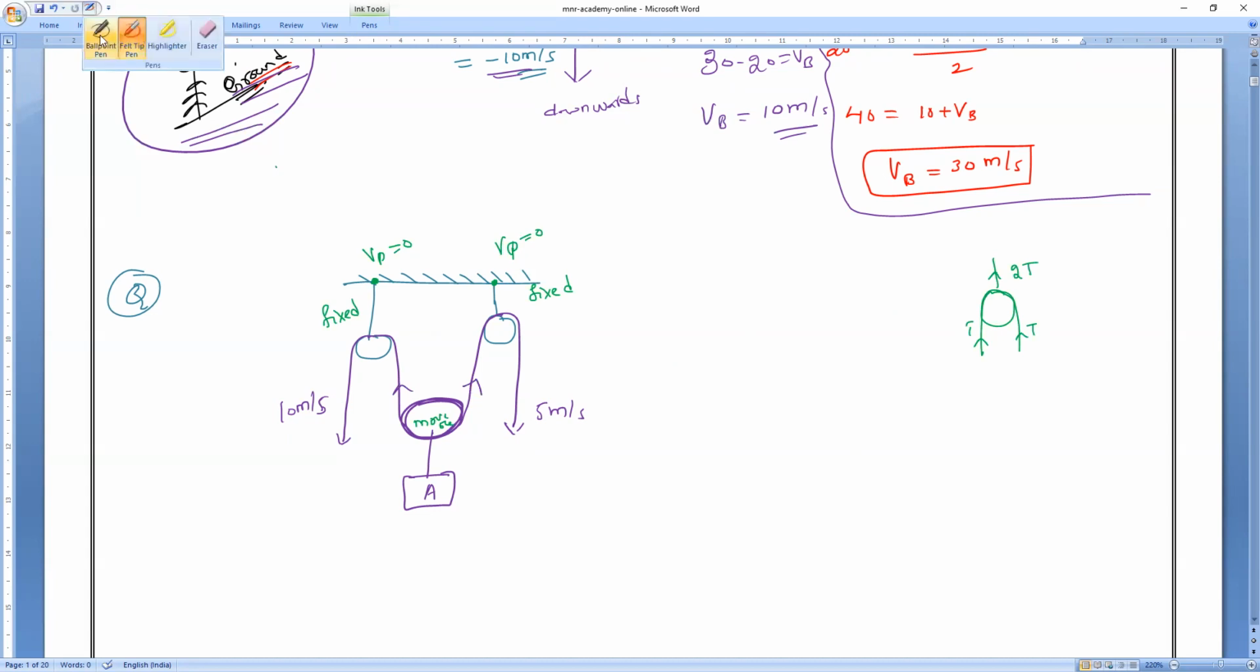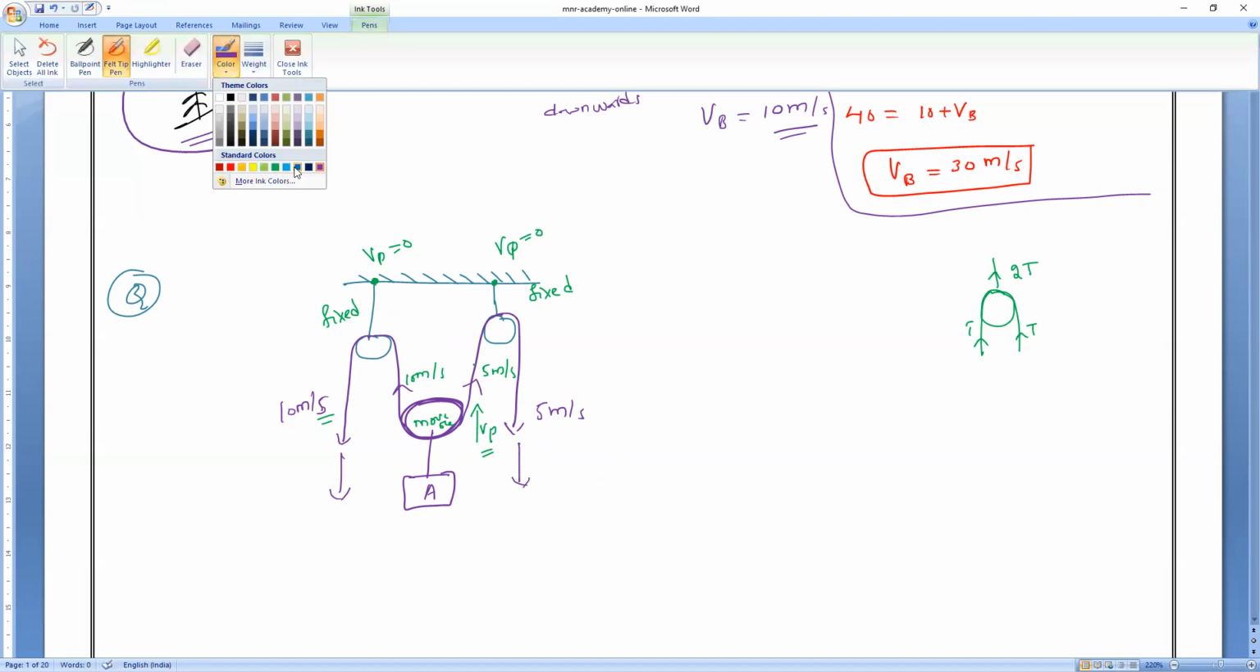Now, if here the velocity is 10 meter per second, then here also what is the velocity? Everyone respond. Here also 10 meter per second. Then here 5 meter per second means here also 5 meter per second. So now we can find whether this pulley is going upward or downward. Upward direction. Yes, because this thread is pulling downwards and this thread is also pulling downwards, so this pulley will go up or not?